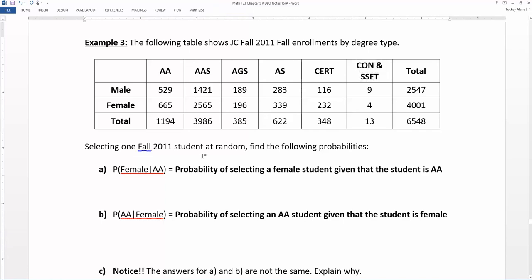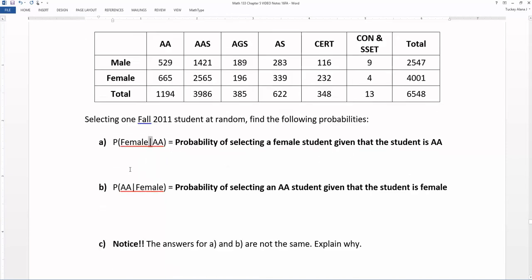All right, so we're going to select one fall student at random, and we're going to find the following probabilities. And I wrote up in English what this is. So this is the probability of selecting a female student, given that, that's what that vertical bar is, that the student is an AA, Associate in Arts. Letter B is going to be finding the probability that they're an Associate in Arts, given that the student is female.